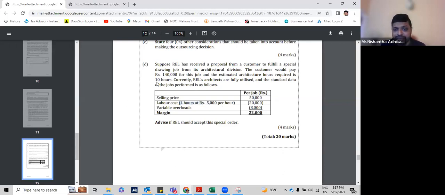Now you require 10 hours, then 5,000 into 10 hours is your labor cost. Variable overhead 8,000. That means 4 hours, 8,000; 1 hour, it is 2,000. Advise if REL should accept this offer or not. We can quickly work it out.